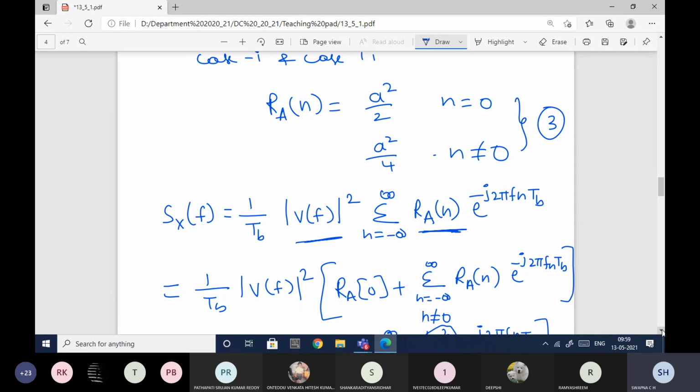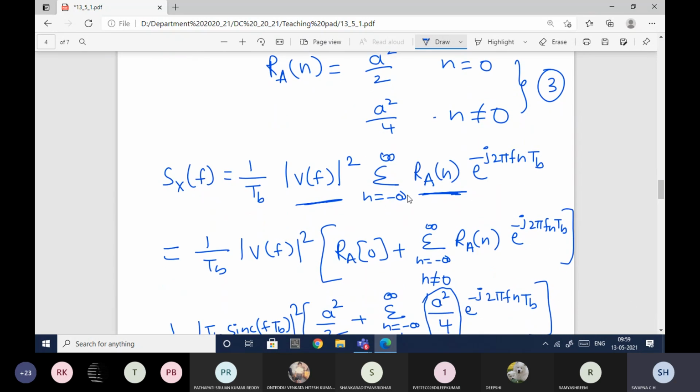Okay, so here n is equal to minus infinity to plus infinity I have. So I've calculated when n is equal to 0 separately, right? So I've separated the terms, R_A of 0. You may ask me where this term went. It will become e power 0, right? Because n value is 0. So this will be equal to e power 0, and e power 0 is 1. So that is the reason I've got only R_A of 0.